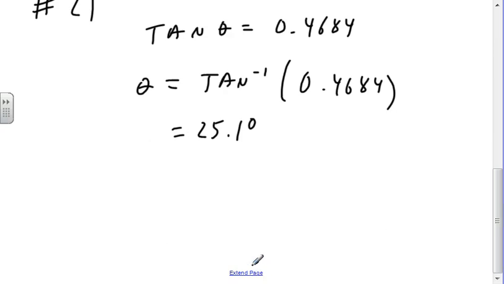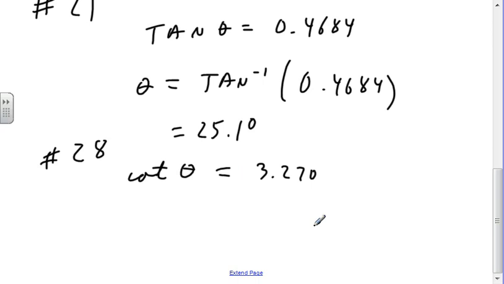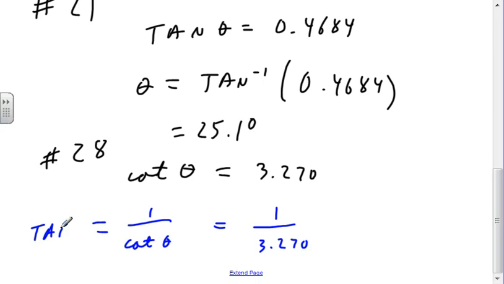And then we'll go for a secant guy. All right, so we'll go 28 first. Number 28, looking for the cotangent of theta is 3.270. Well, that doesn't do much for me, right? But if I go 1 divided by the cotangent of theta is 1 over 3.270, then I get the tangent of theta is equal to something.